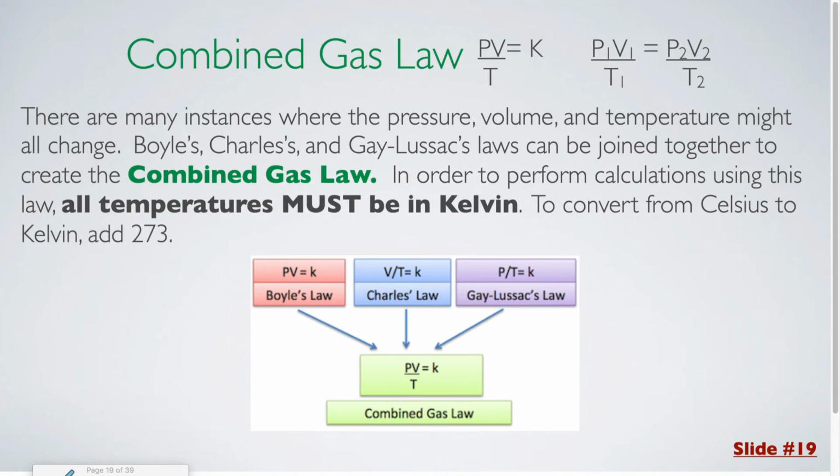If we were to combine our Boyle's, Charles' law, and Gay-Lussac's law into one equation, we would have pressure times volume divided by temperature, which is equal to some kind of constant. The more common version of this equation that we are going to use is P1V1 over T1 equals P2V2 over T2.